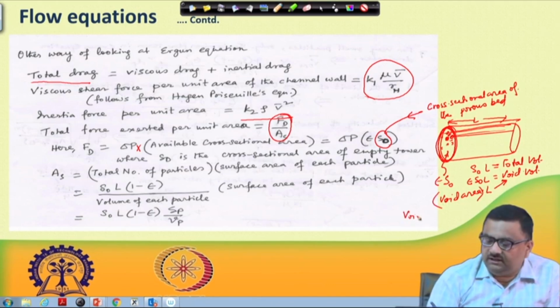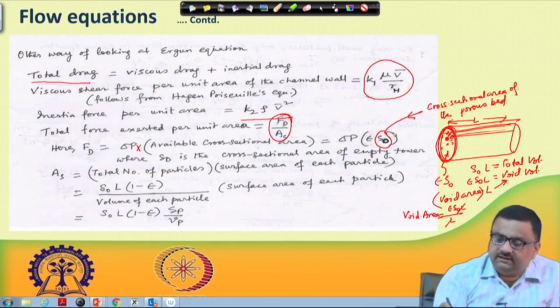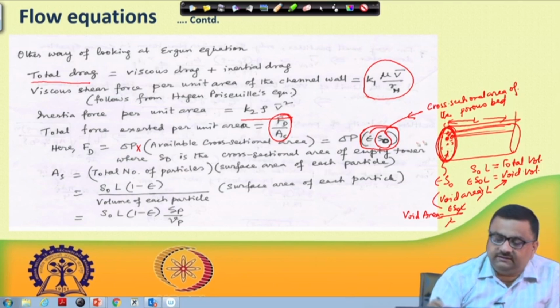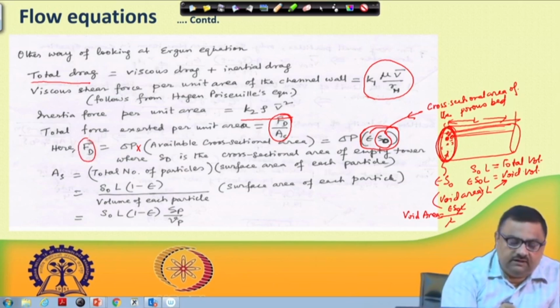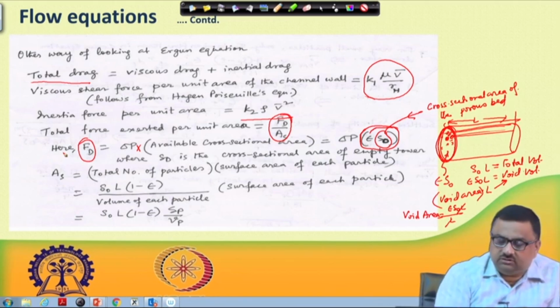So, that means the void area would be the void volume, which is epsilon S0 L, divided by L. So, this L and this L cancel out, and you are left with only epsilon S0. That is exactly what we have done here. So, epsilon S0 is the available cross sectional area for flow, multiplied by delta P, which is the pressure drop across this length. This gives me the force FD, the pressure drop across the total length.